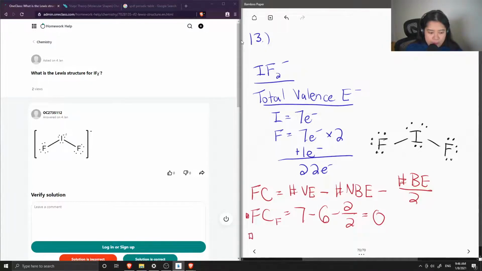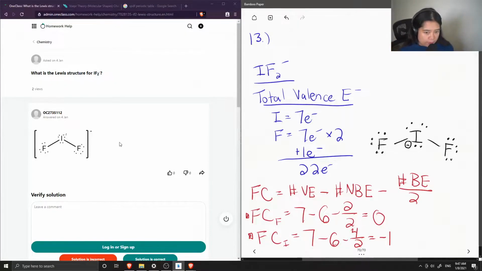Now let's do the same thing for our iodine. Iodine has 7 valence electrons. The number of non-bonding electrons is 1, 2, 3, 4, 5, 6. And this time the number of bonding electrons, since there are 2 bonds, there are 4 bonding electrons in total, divided by 2. So 7 minus 6 minus 2 is -1. Therefore the negative charge is shown on the iodine.